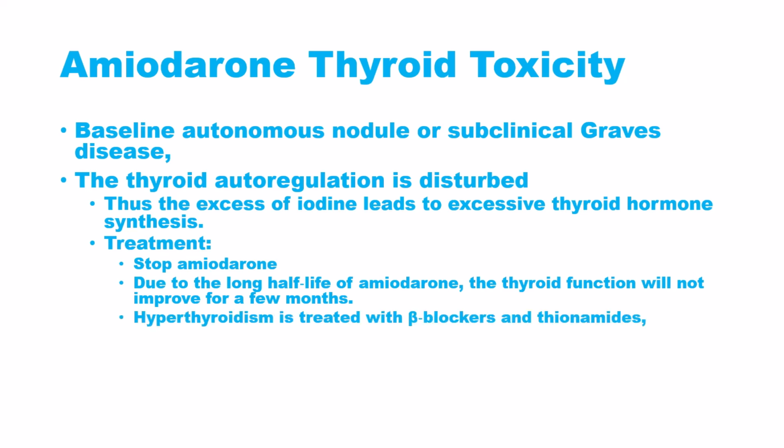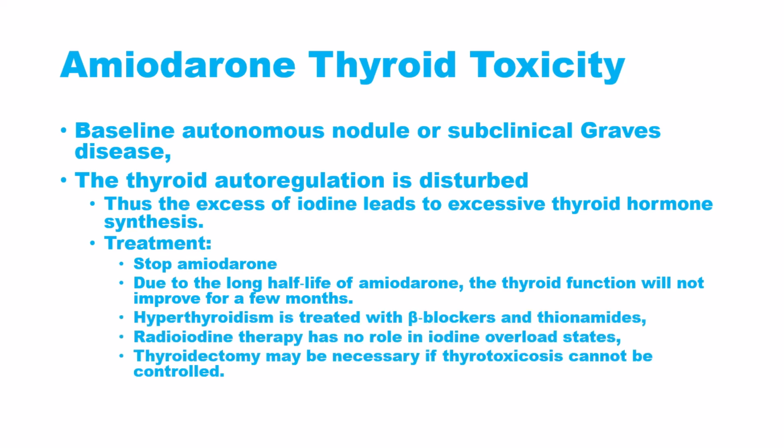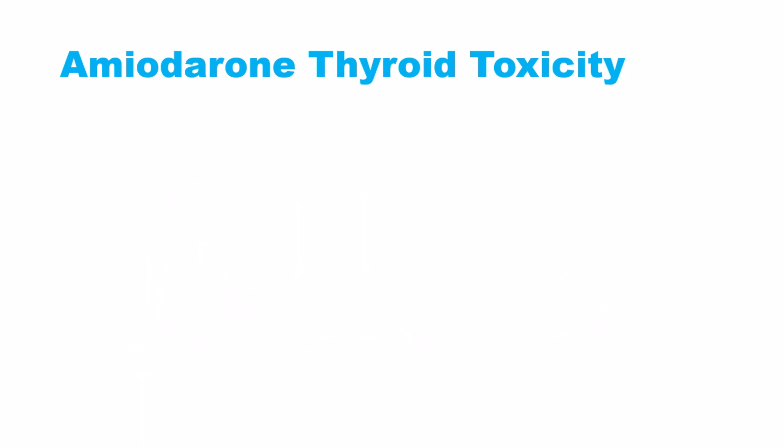Hyperthyroidism is treated with beta blockers and thionamide. Radioiodine therapy has no role in iodine overload status. Thyroidectomy may be necessary if thyrotoxicosis cannot be controlled with medical therapy.